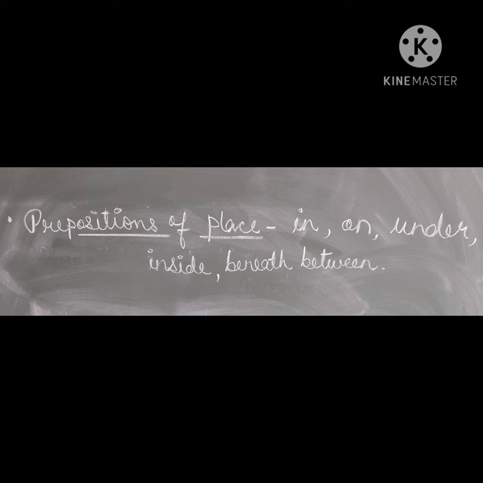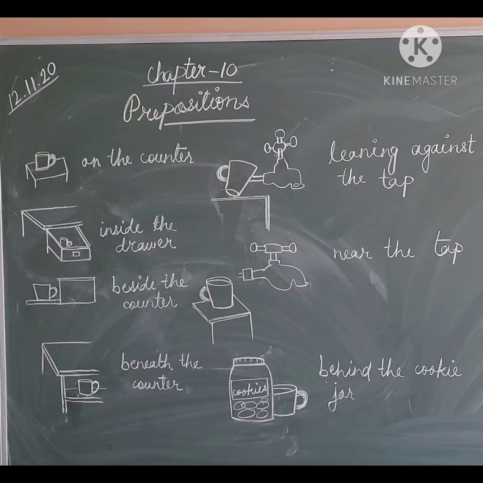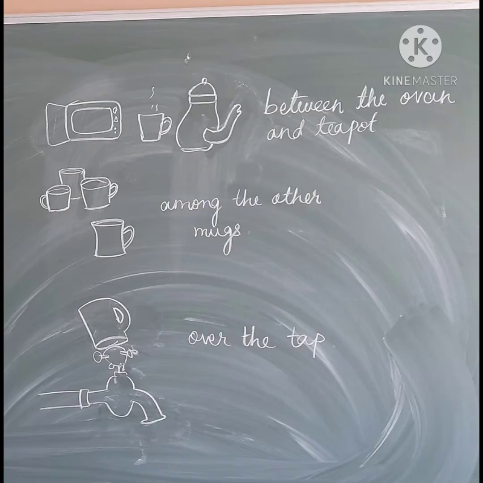Now, children, you can see a picture here. In this picture, you can see a mug is kept in different places. So, the coffee mug is kept on the counter, then inside the drawer, beside the counter, and so on. So, children, in each of the sentences you just read, a preposition tells us where the coffee mug is.